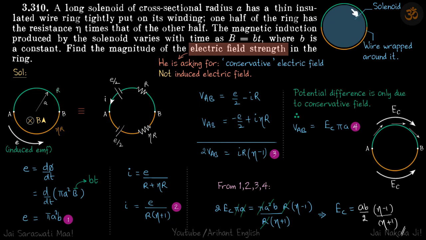So in this question, we are given a solenoid and there is a wire wrapped around it. This wire is made up of two different materials. The top half has a resistance R and the bottom half has a resistance eta R. The field is varying as Bt. And we have to find the magnitude of electric field strength.